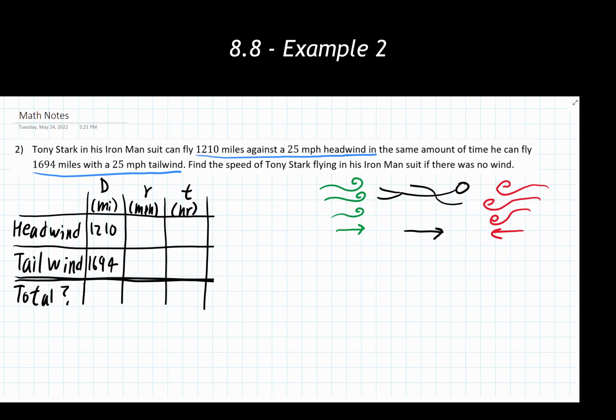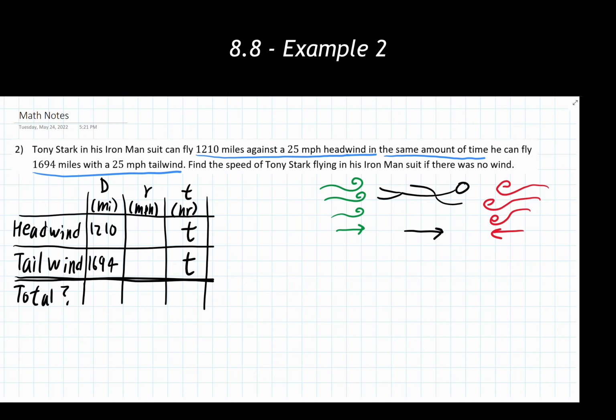Another part within this, it's a little bit subtle, but it's a clear thing that's showing up with our time column, is we're told in the same amount of time. So that tells us that the two times that we're going to have here are the exact same. I don't know what that time is, but I can at least fill those in as saying they both have the same unknown time of t.